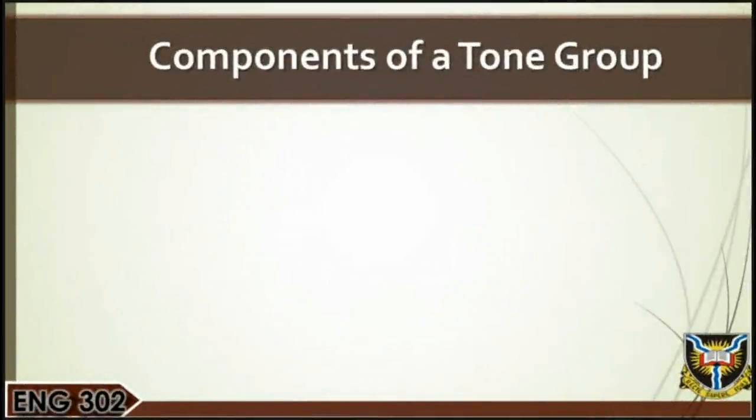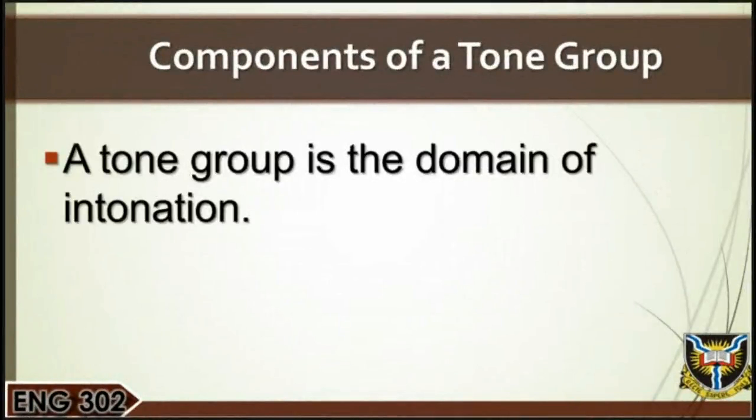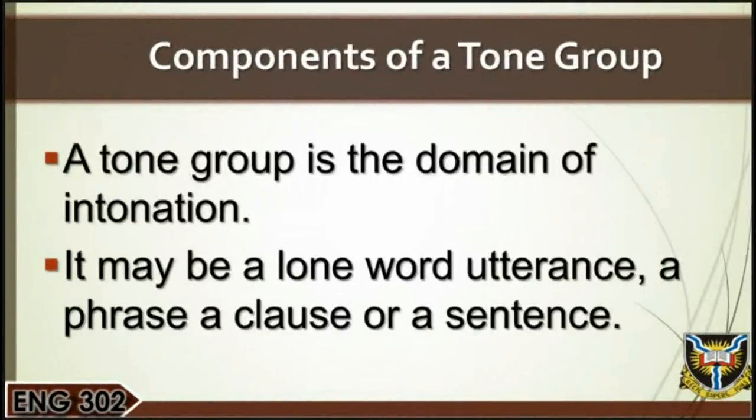Components of a tone group. A tone group is the domain of intonation. It may be a lone word utterance, a phrase, a clause, or a sentence. Earlier, you came across the example of the word "yes." "Yes," when uttered alone, could constitute a TG. Other grammatical constituents that usually coincide with a TG are phrases, clauses, and sentences. The TG has four components, which are the optional pre-head, head, obligatory tonic syllable, and optional tail.